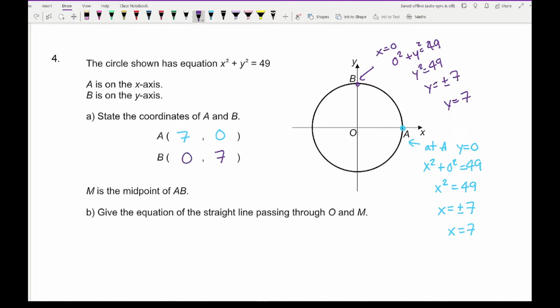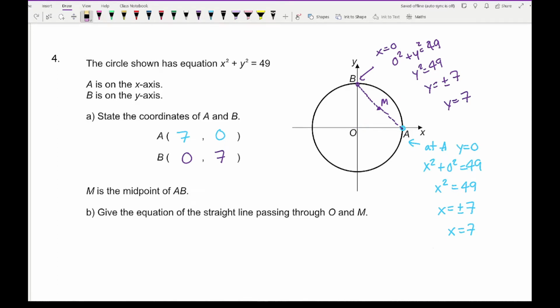It then says that M is the midpoint of AB. Give the equation of the straight line passing through O and M. So here, if I draw a line which should be straight from A to B, this is M. Now I need to work out what this line here is going to be. So let me do that in a different color.